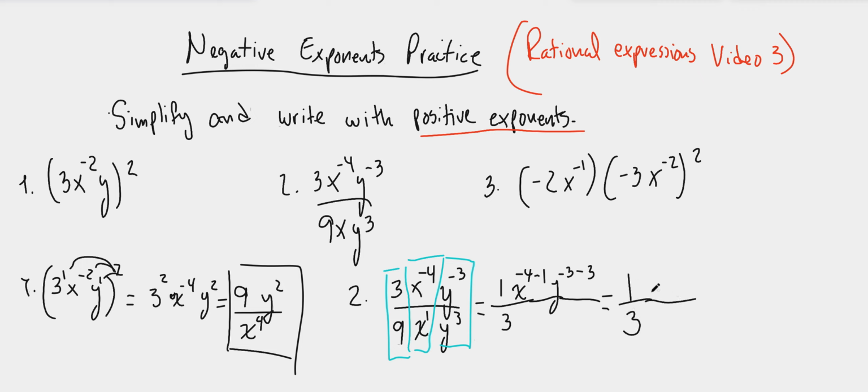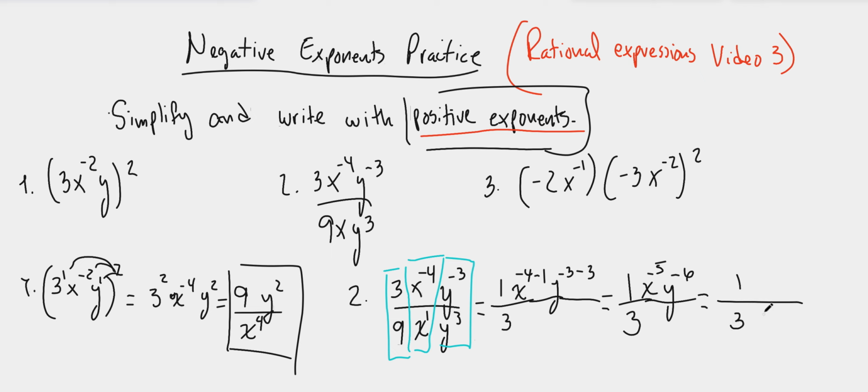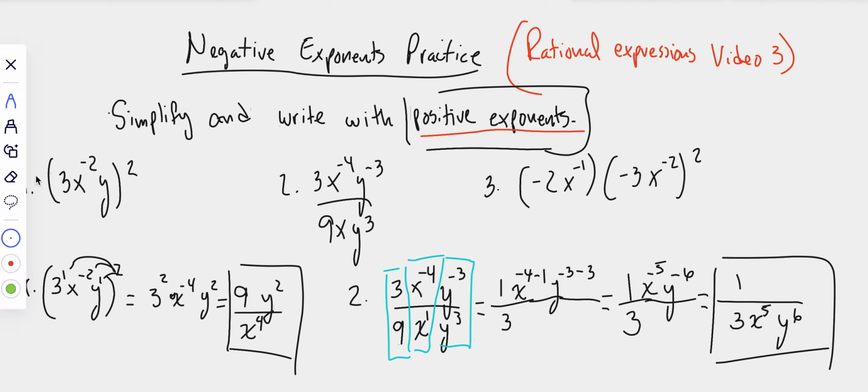And then this is x to the power of -4 minus 1, which is -5. And y to the power of -3 minus 3, well, that's just y to the power of -6. Remember that we need positive exponents. So how do we turn these negative exponents into positive exponents? Well, we just have to move them to the denominator. And y to the power of 6. There you go. Let me just write this one more in the middle.